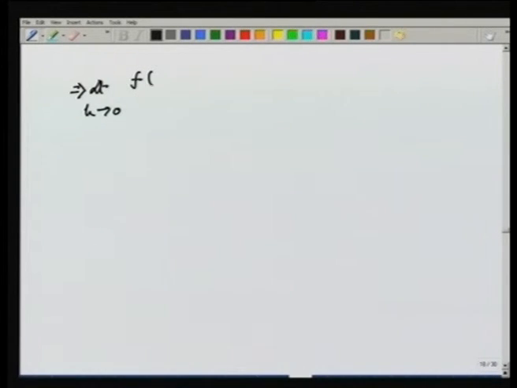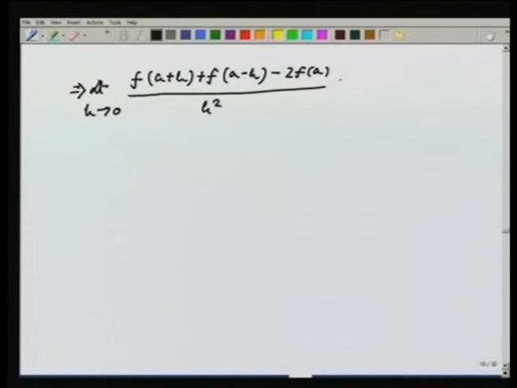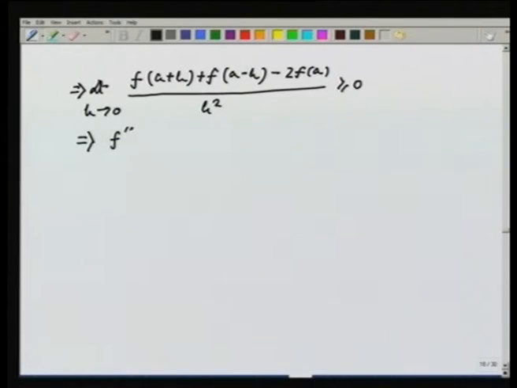of f of a plus h plus f of a minus h minus twice f of a, divided by h square, is bigger than or equal to 0. But now recall the previous lemma where we have proved that this limit actually is f double prime a. So, this would then imply that f double prime a is bigger than or equal to 0.